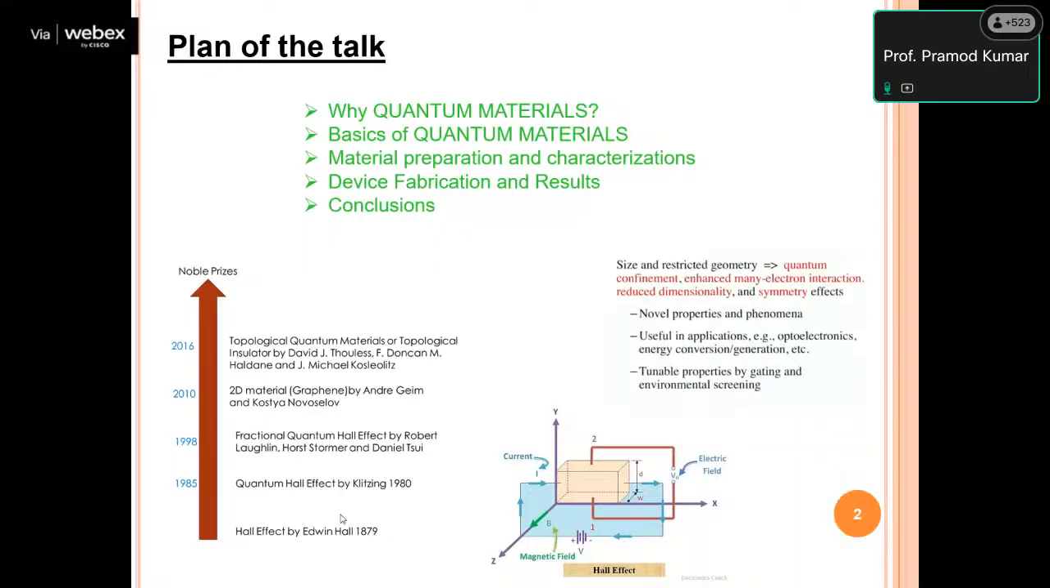The reason is very interesting, because these two-dimensional materials show very interesting properties, such as quantum confinement, enhanced many-electron interaction, reduced dimensionality, symmetry effects, and several novel properties and phenomena, like very good optical and electronic properties. You can also use the material in energy generation. So people have already found several interesting properties.